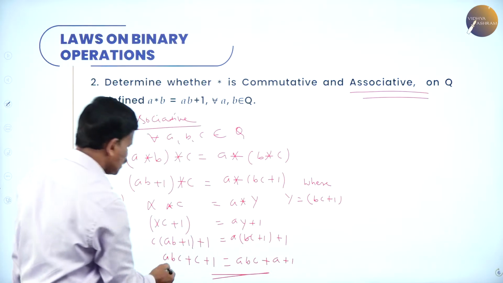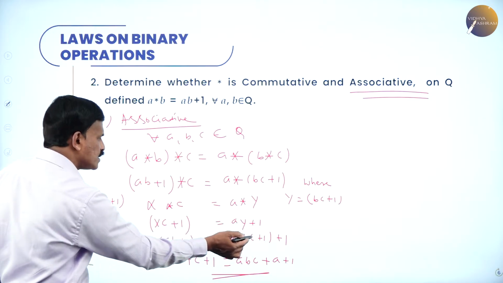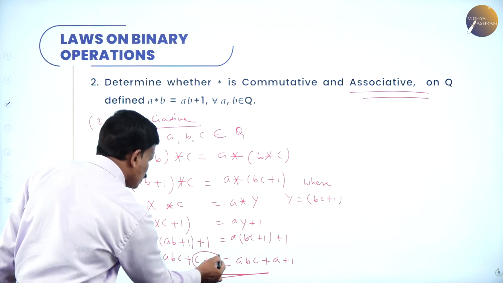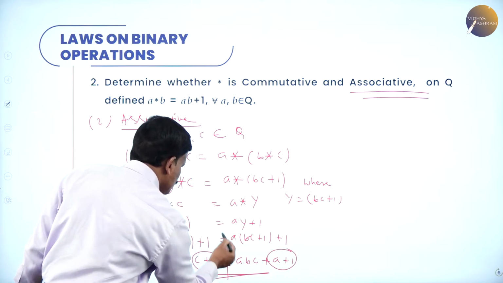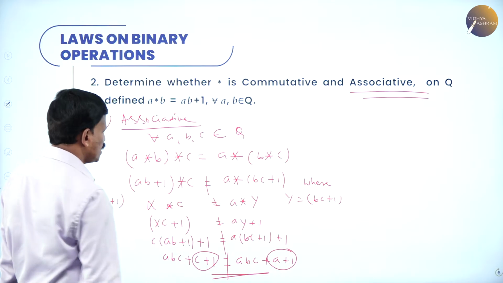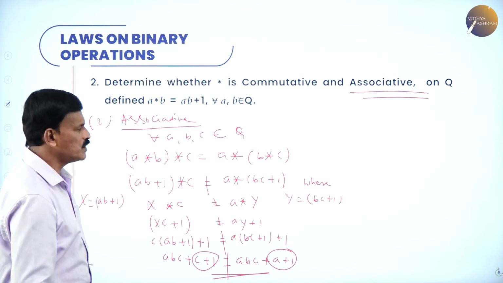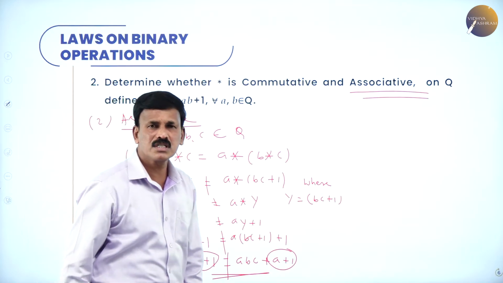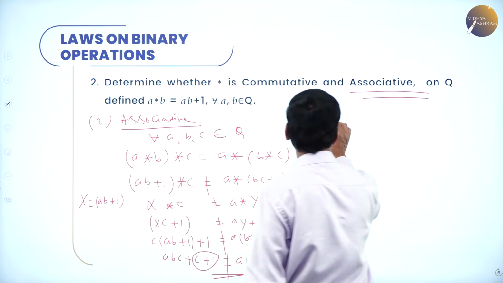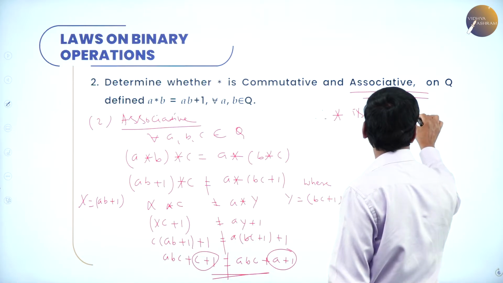See, this is ABC plus C plus 1. Here ABC plus A plus 1, these two elements are not equal. So, this is not equal. So, therefore, here, what do you say? (A star B) star C is not equal to A star (B star C). Therefore, star is not associative.